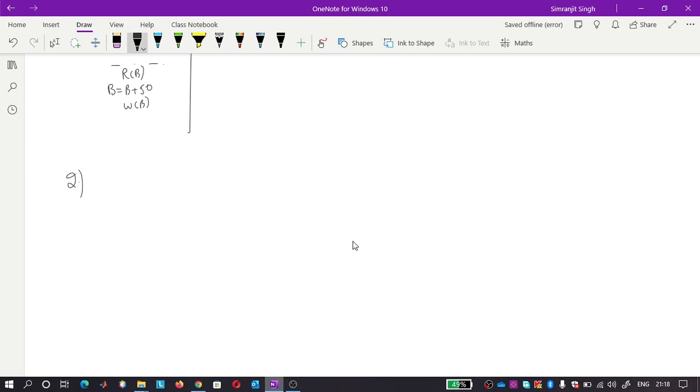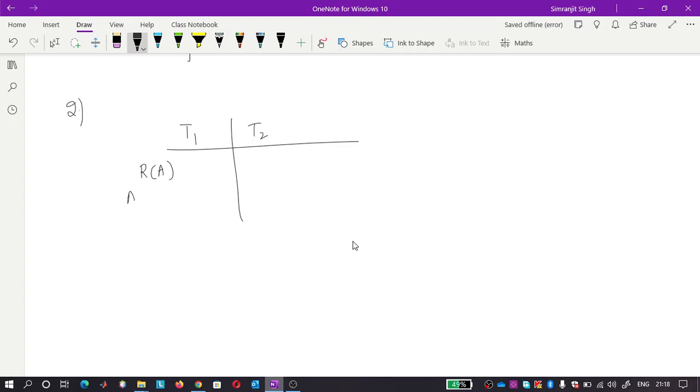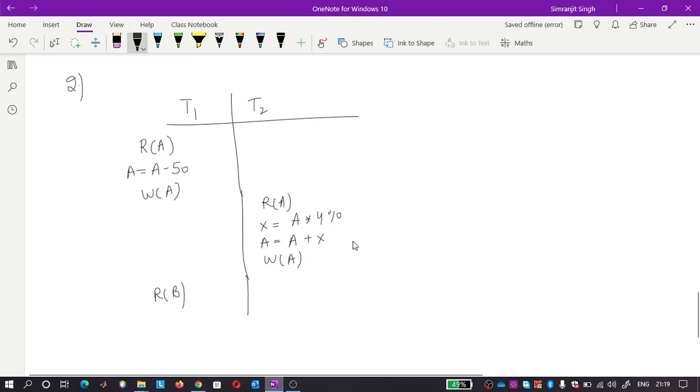Again, I'll give you a scenario here. Suppose there are two transactions, T1 and T2. T1 reads the value of A, sets A equal to A minus 50, and writes the value of A. Then T2 reads the value of A, takes 4% of A and adds it, A plus X, and writes A. Similarly, it reads the value of B, adds 50 to B, writes it, and then there is a commit operation.